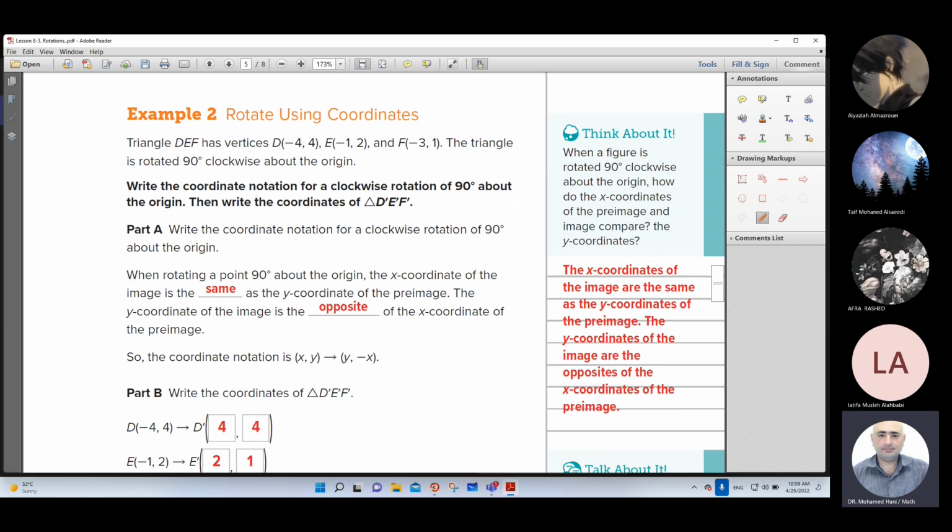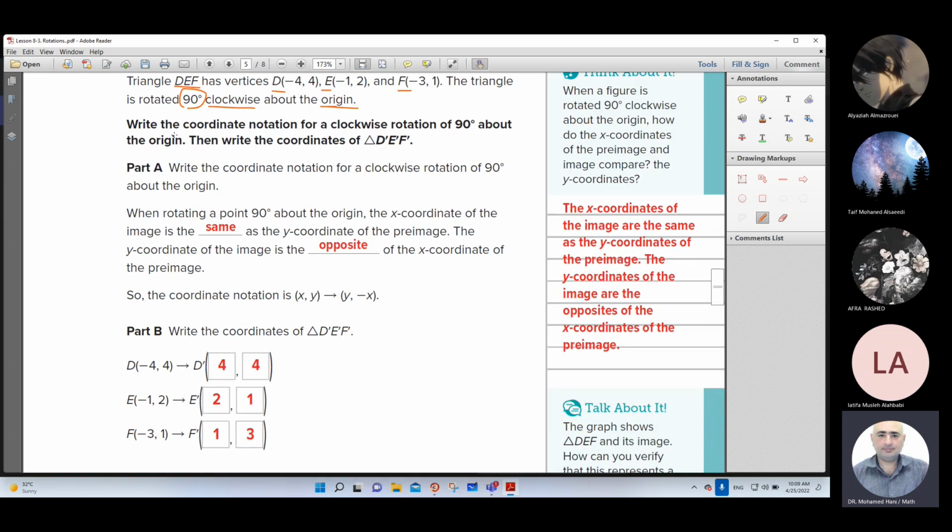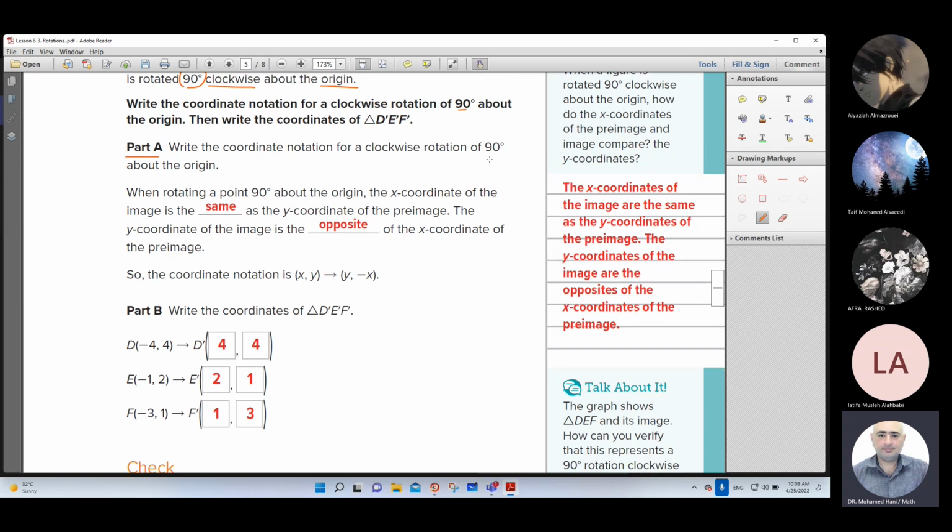Rotate using coordinates. Triangle DEF has vertices D, E, F. The triangle is rotated 90 degrees clockwise about the origin. So write the coordinate rotation for a clockwise rotation of 90 about the origin. Then write the coordinates of triangle D prime, E prime, F prime. Part A, write the coordinate notation for clockwise rotation of 90 degrees about the origin.